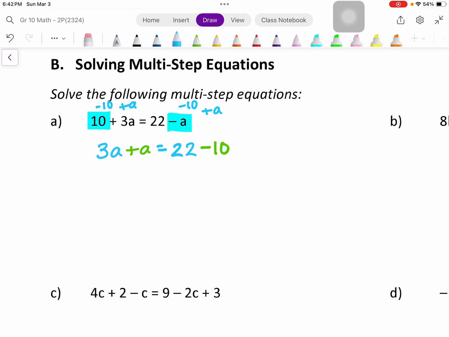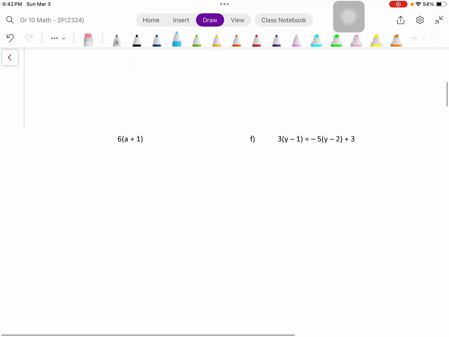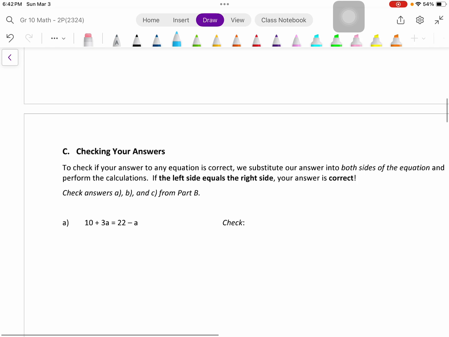So now we just need to simplify. 3a plus a, or 3a plus 1a, is equal to 4a, and 22 subtract 10 is equal to 12. Our last step is to undo that multiplication of 4 by dividing both sides by 4, and then we're left with a equals 3. Now we're going to check this equation later on. So I'm just going to write that solution a equals 3 over here, and then we'll take a look how to check it later.